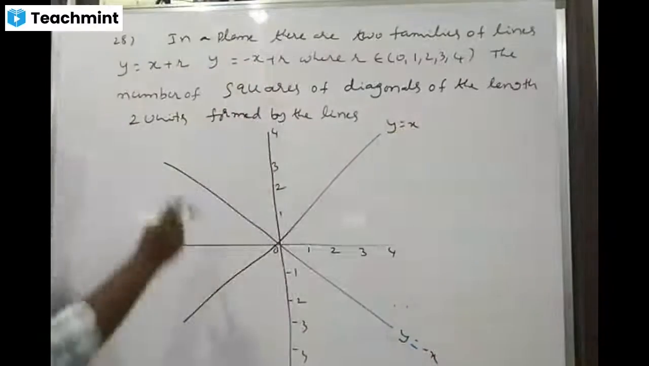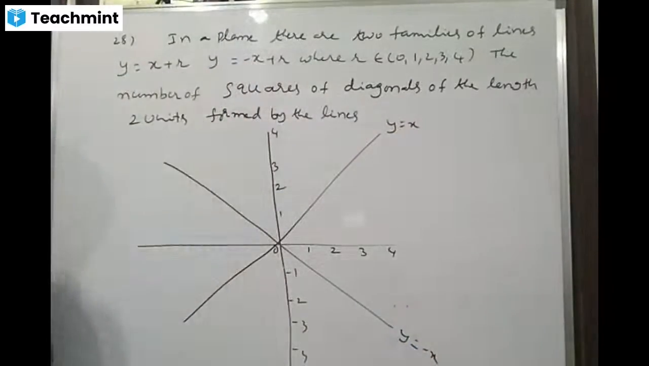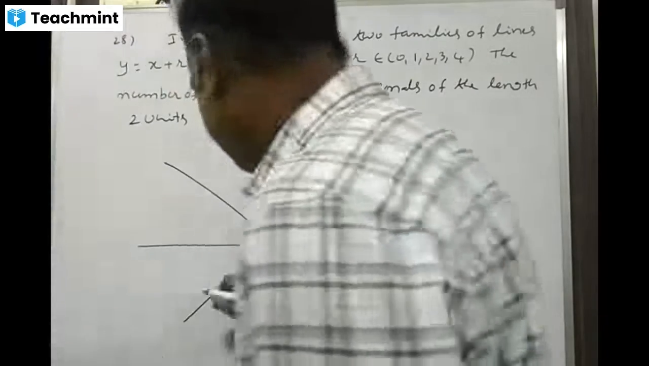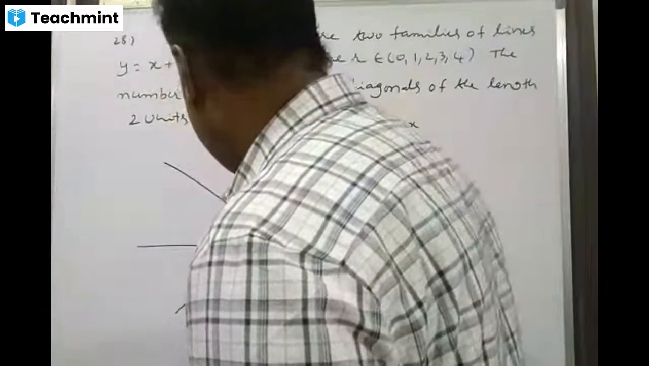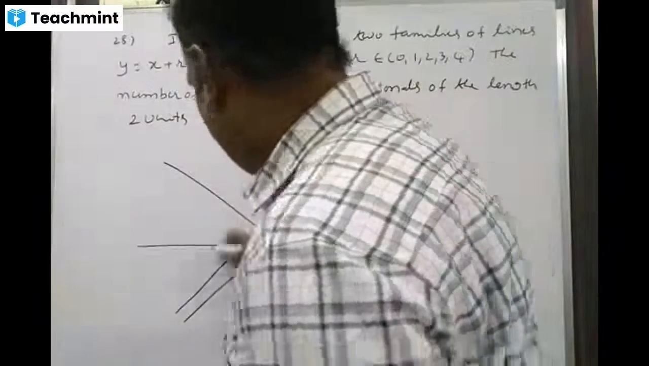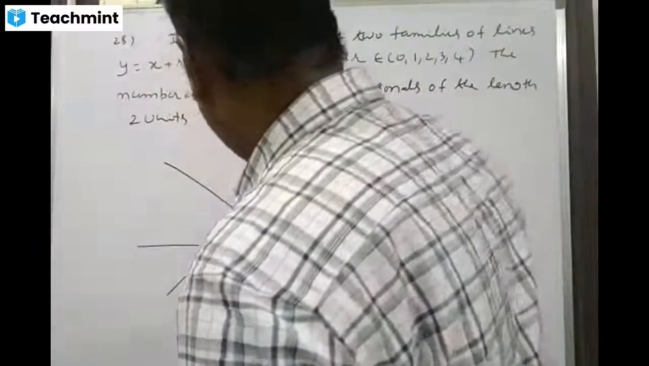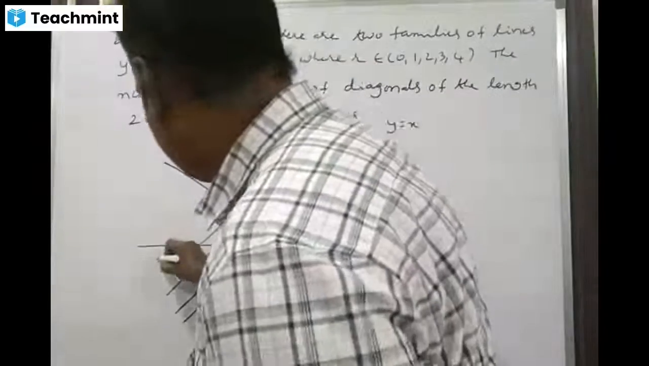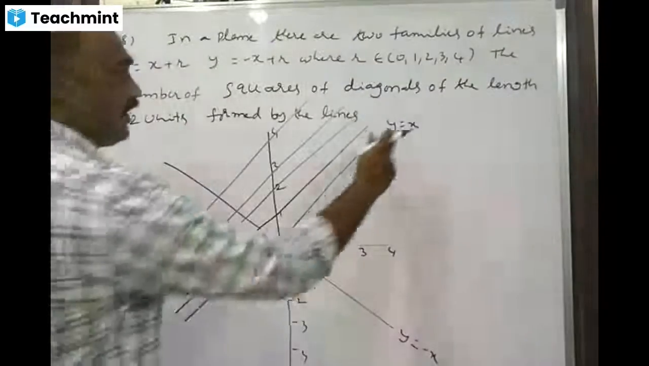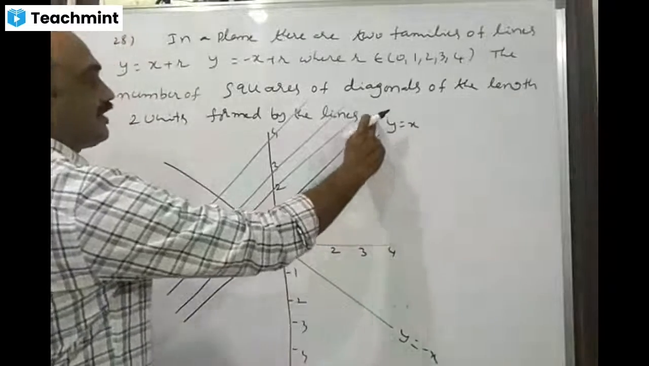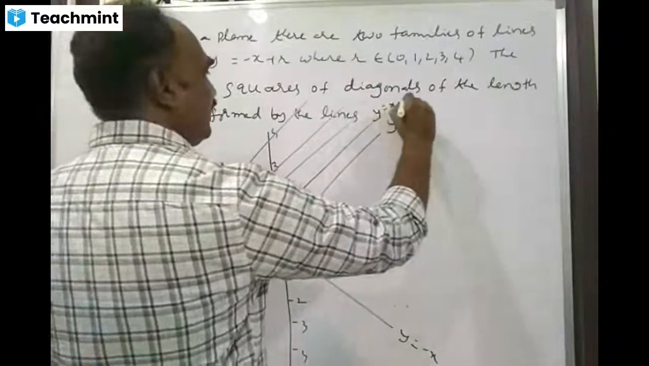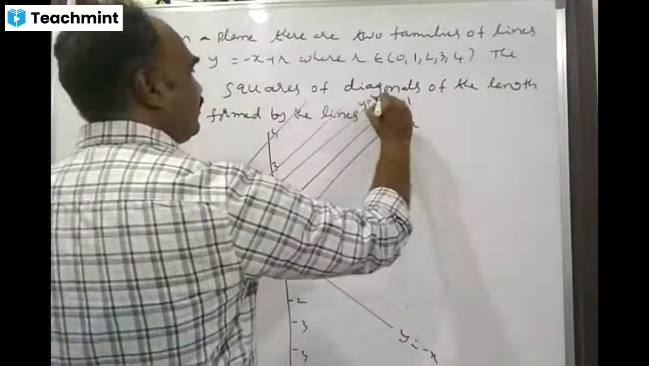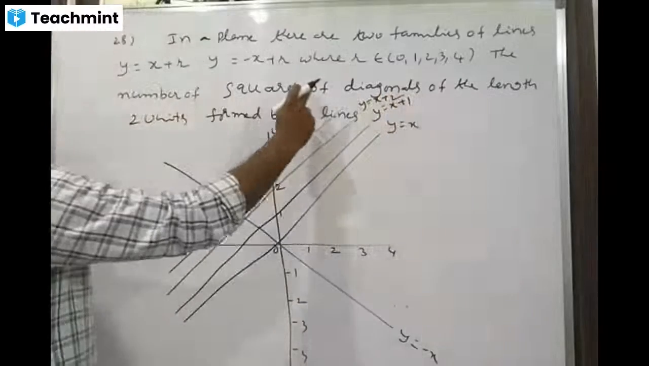Second line, y is equal to x plus 1. Y is equal to x plus 2. Y is equal to x plus 3. Y is equal to x plus 4. So this is y is equal to x, y is equal to x plus 1, y is equal to x plus 2, y is equal to x plus 3, y is equal to x plus 4.